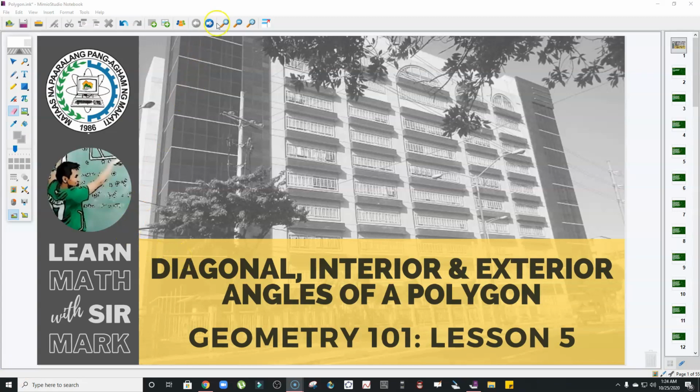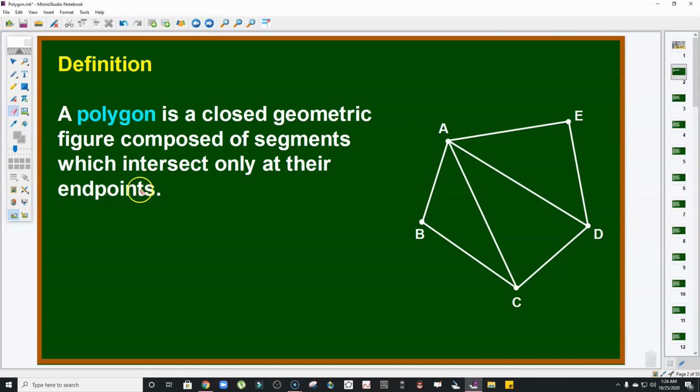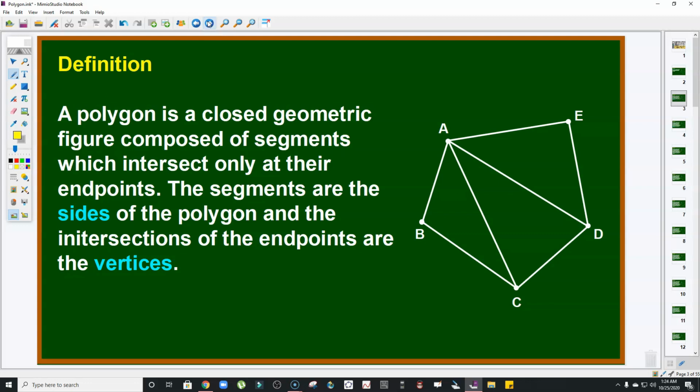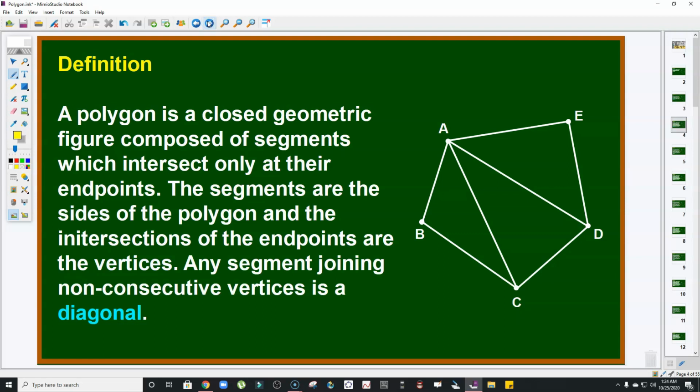Okay. First, let us define what is a polygon. A polygon is a closed geometric figure composed of segments which intersect only at their endpoints. The segments are the sides of the polygon and the intersections of the endpoints are the vertices. Any segment joining non-consecutive vertices is a diagonal.